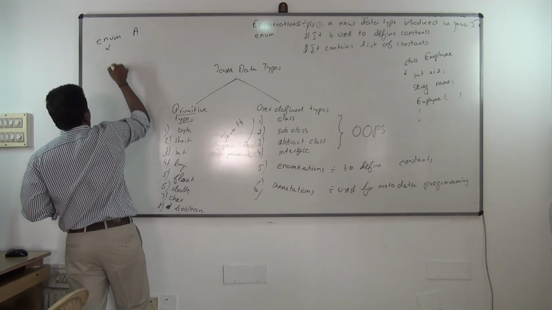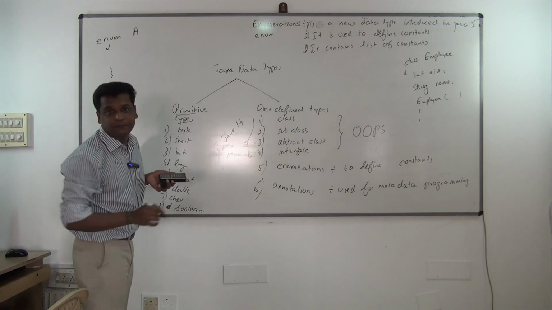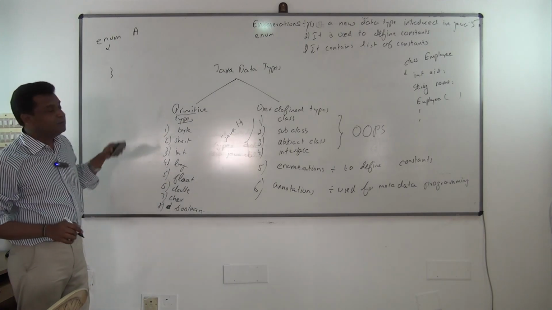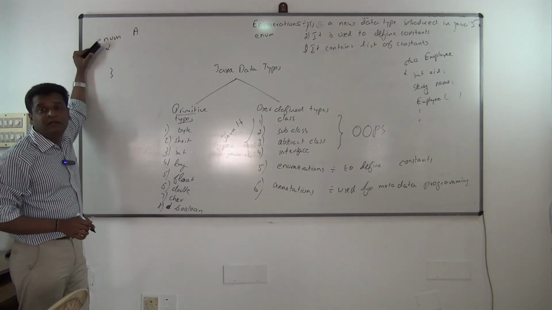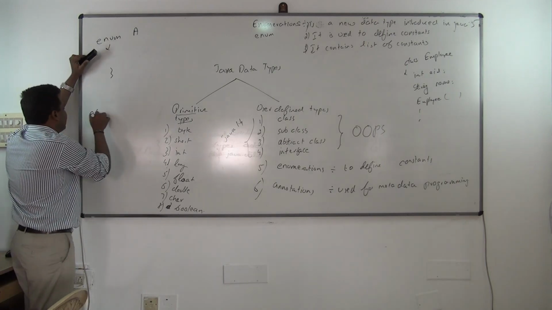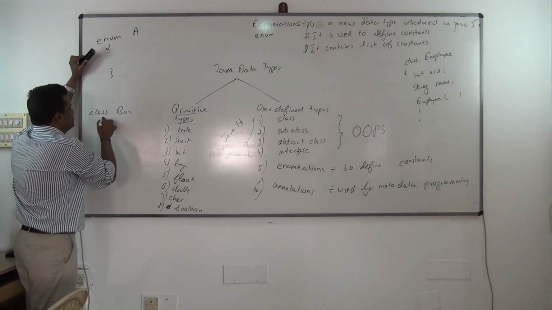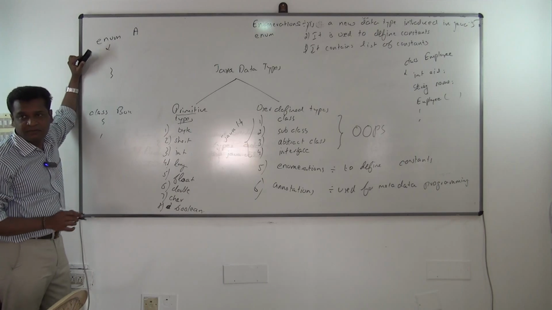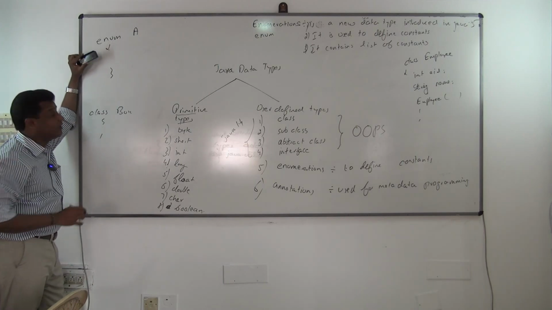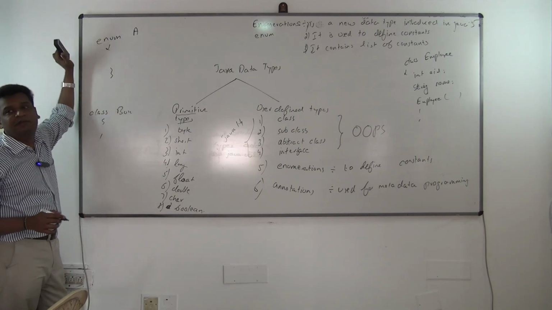Supposing I write enum A. This is how your enum is going to look now. Understood? Enum A, so A is of type enum. Supposing I write class Box. Box is of class data type. Now if I write enum A, it is of enum data type.